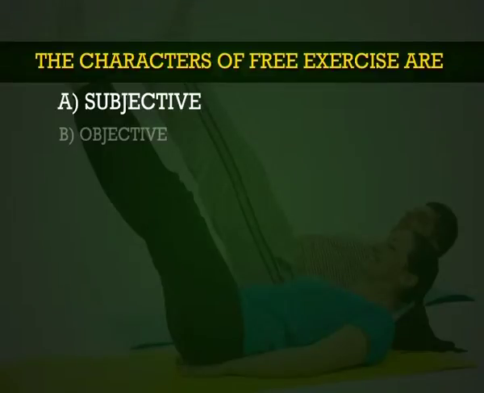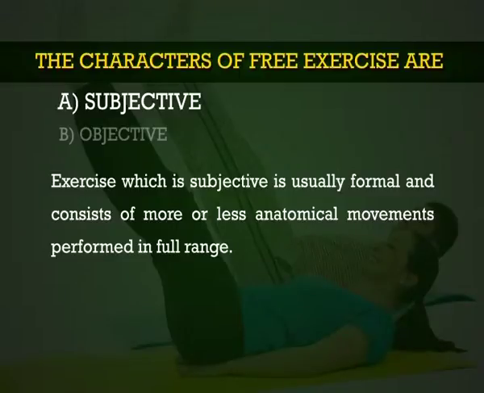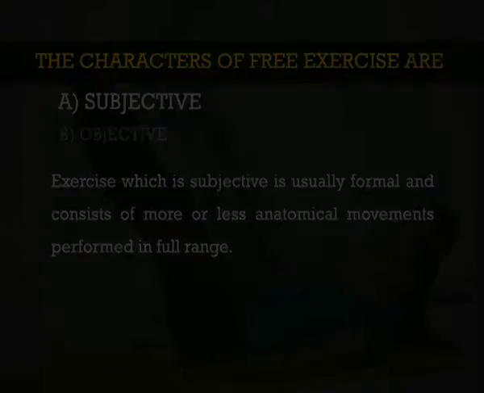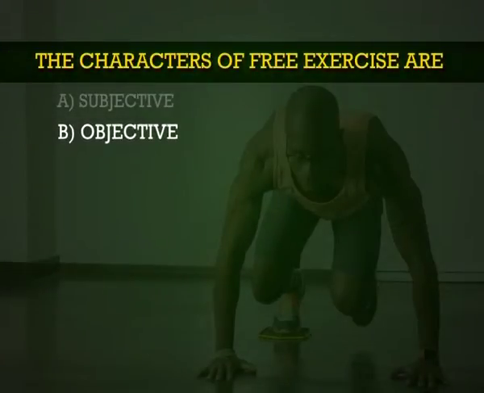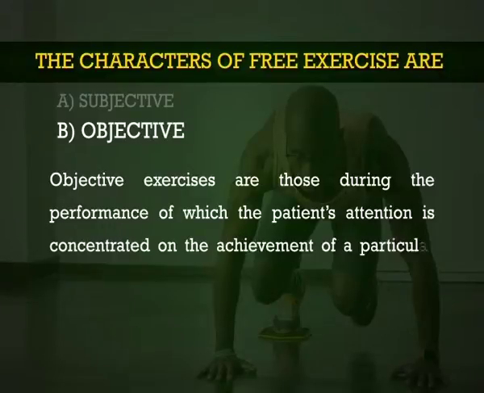So here comes the subjective one. Subjective exercises are usually formal and consist of more or less anatomical movements performed in full range. The attention of the patient is deliberately focused on the form and the pattern of the exercise. And the second one is the objective one. Objective exercises are those during the performance of which the patient's attention is concentrated on the achievement of a particular aim which will result from his effort.